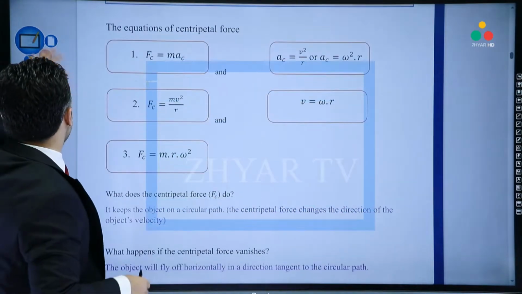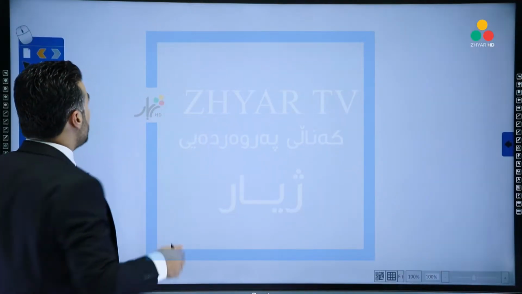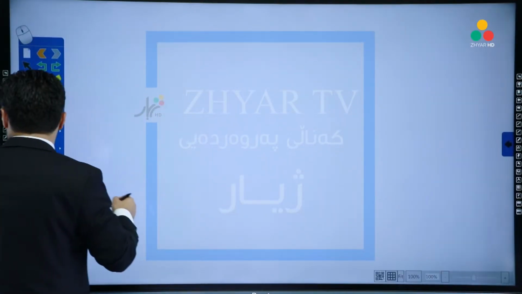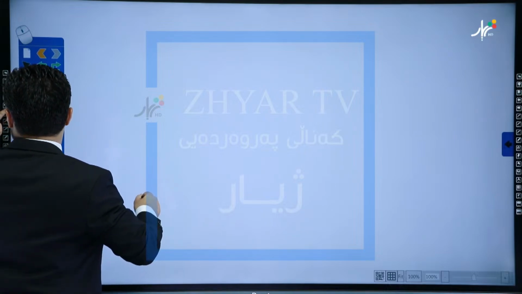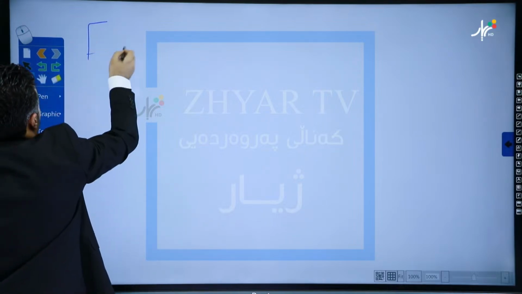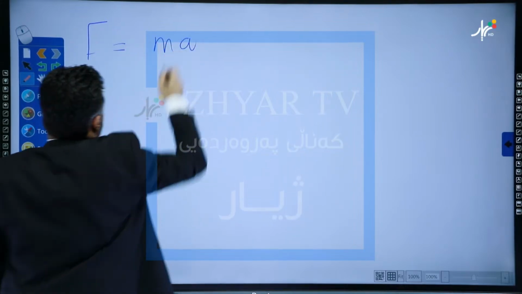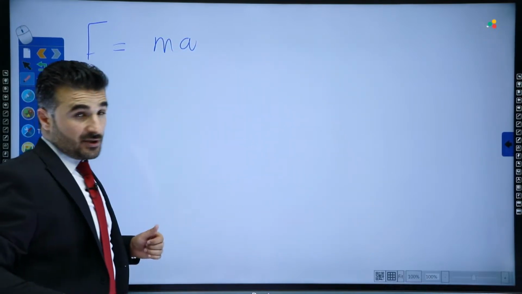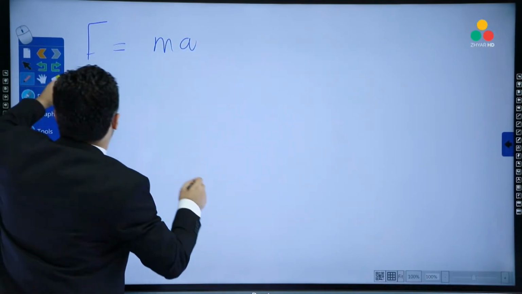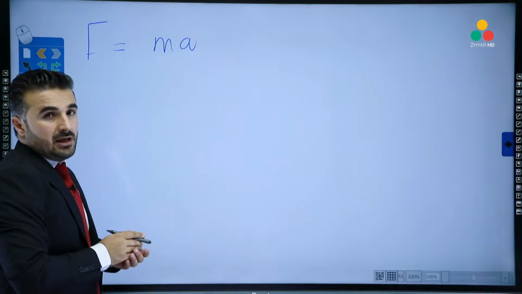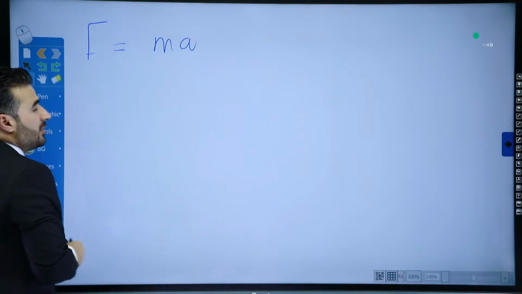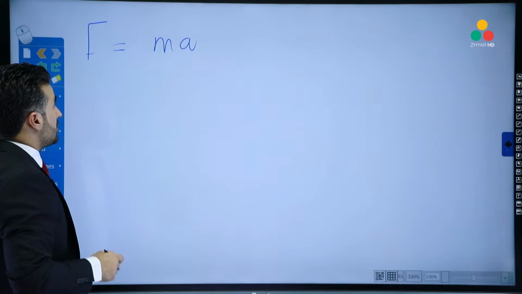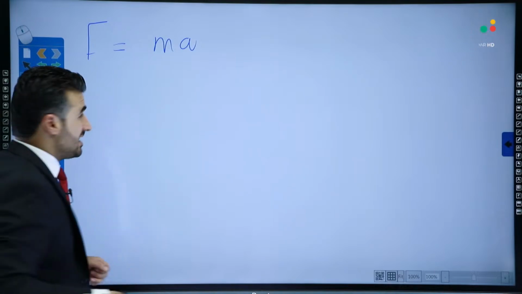So we do know that centripetal force equals what? Using Newton's second law we just mentioned, yeah? Let's use a different color. Newton's second law of motion, of course, equals mass times acceleration. That is for translational objects, when objects move in a straight line. The bigger the force, the bigger the acceleration. And keeping the force constant, the bigger the mass, the less the acceleration.